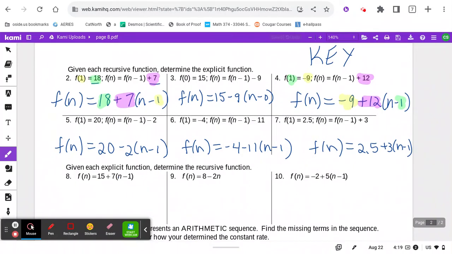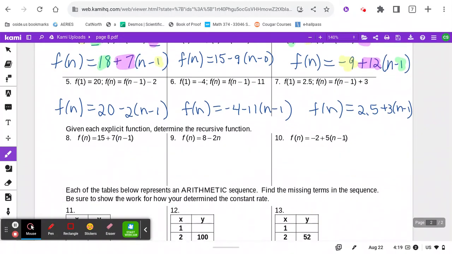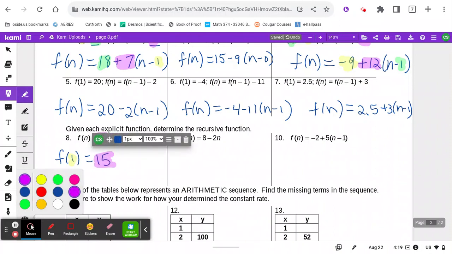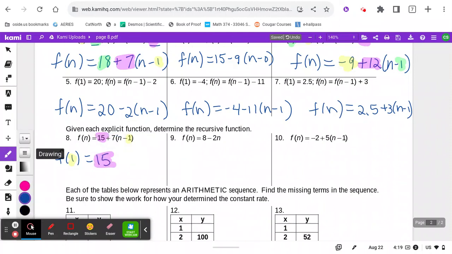Now we're given the explicit, and your job is to write the recursive, so going backwards from what we just did. So here I go. F of 1 equals 15. So wait a second, where does that come from? Right here is telling me this is an input of 1 or a time 1 function. And right here it's telling me that the first output is 15. So notice where that shows up here in the recursive.